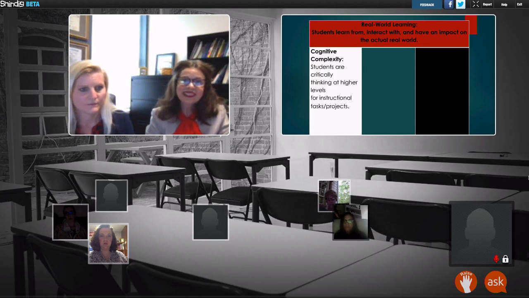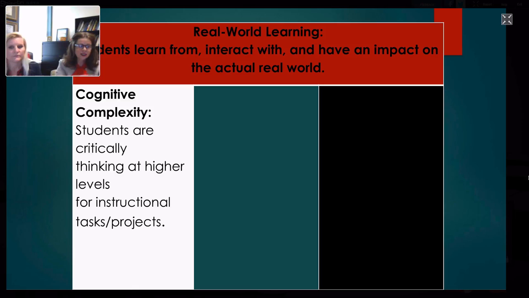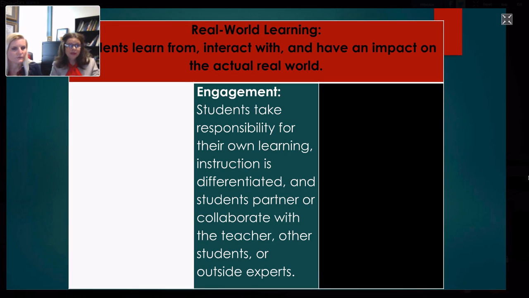Next, we have cognitive complexity under this umbrella. As Beckie explained, this is where we want the students to think and learn at the higher levels of Bloom's taxonomy for their tasks and projects. Next, we have engagement. This component pushes the planning to include attention for students taking responsibility for their own learning. Instruction is differentiated, and students are encouraged to partner or collaborate with the teacher, other students, or outside experts.